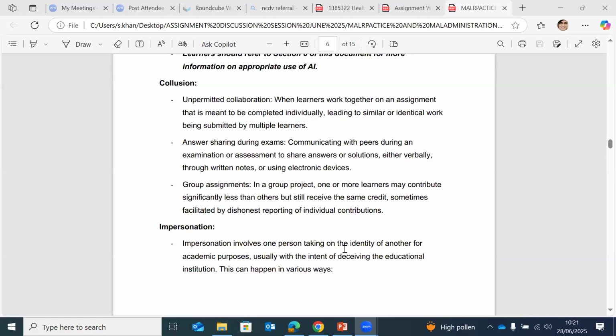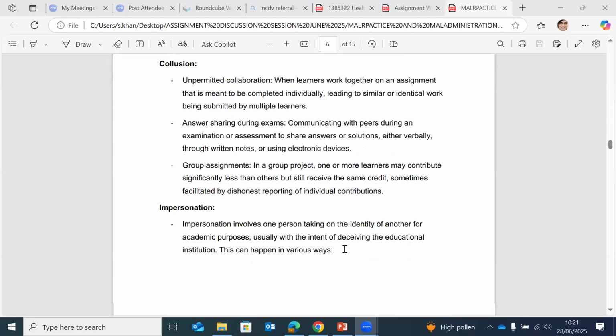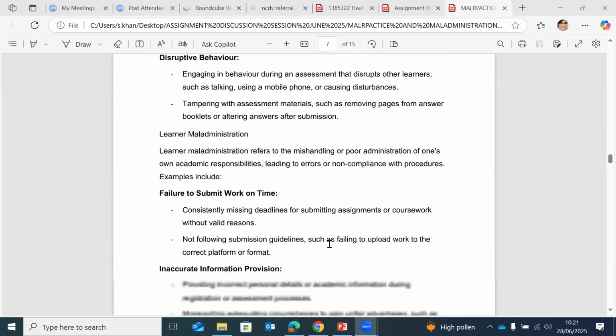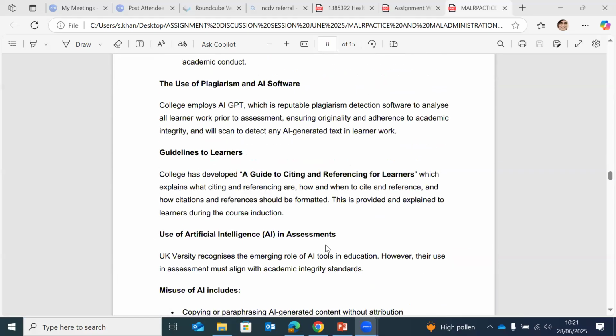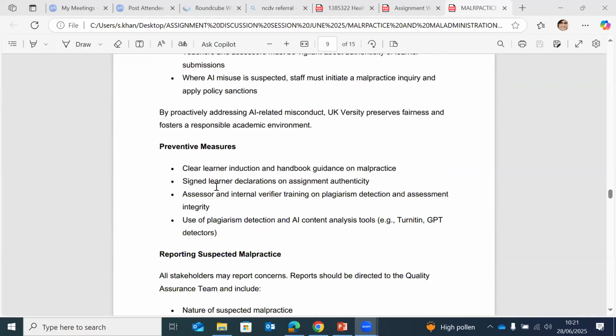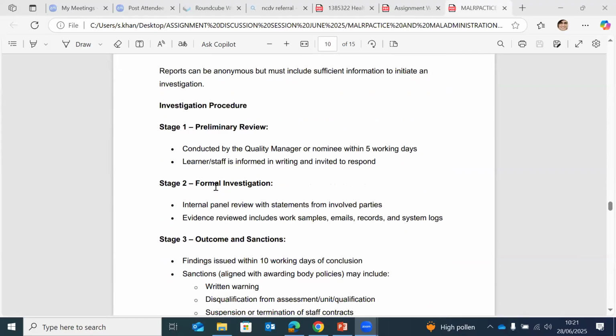Collusion is when learners work together and cheat and do an assignment, so make sure you're not colluding as well. Disruptive behavior, there are elements of that you need to follow. Guidelines for learners, the misuse of AI, and learner responsibility, because it's your responsibility, it's your assignment.